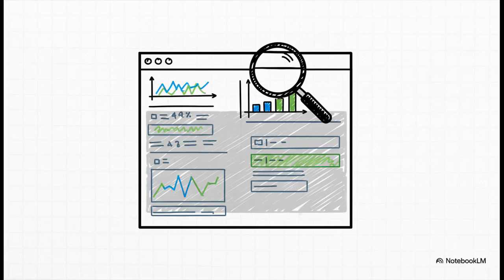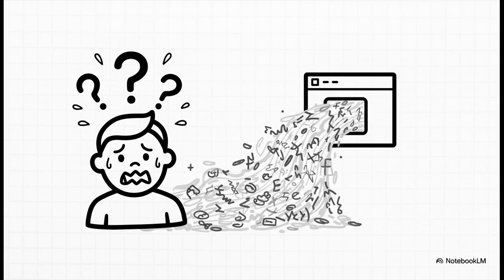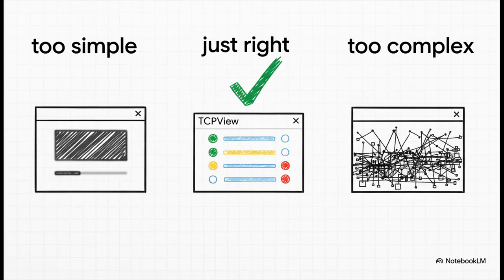It's a little too simple. Then, on the complete other end of the spectrum, you've got the classic netstat command. And that thing just gives you a massive, raw dump of data. It's like a fire hose of information that's totally overwhelming and really hard to make sense of when you're in a hurry. And that's why TCPView is just right.